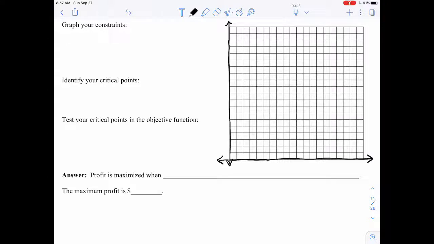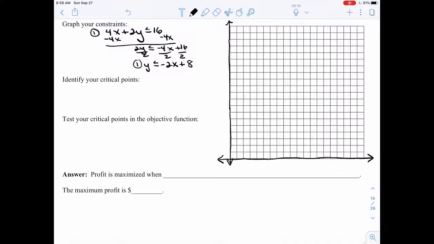Well, to graph equation number 1, we might want to consider rewriting this in slope-intercept form. 4x plus 2y has to be less than or equal to 16. Subtracting the 4x from both sides, 2y is less than or equal to negative 4x plus 16. Dividing by 2, we have y is less than or equal to negative 2x plus 8. This is our first equation that we're going to graph.